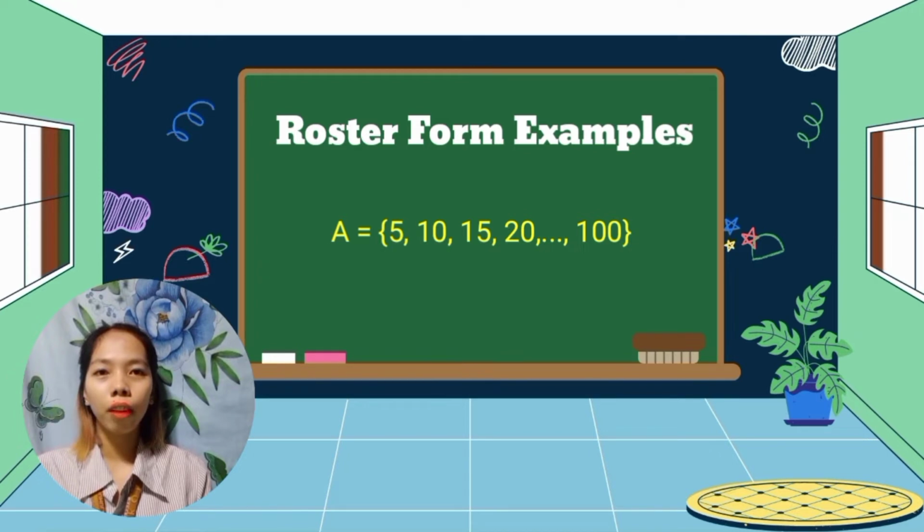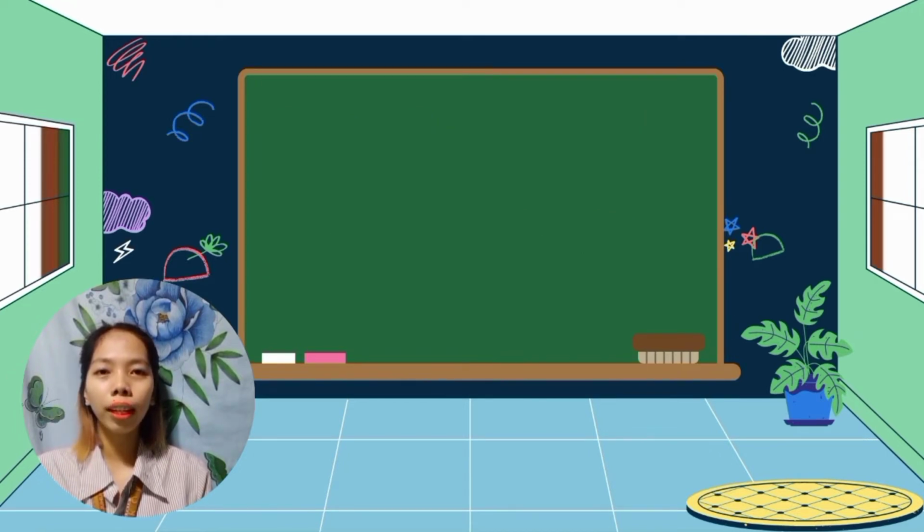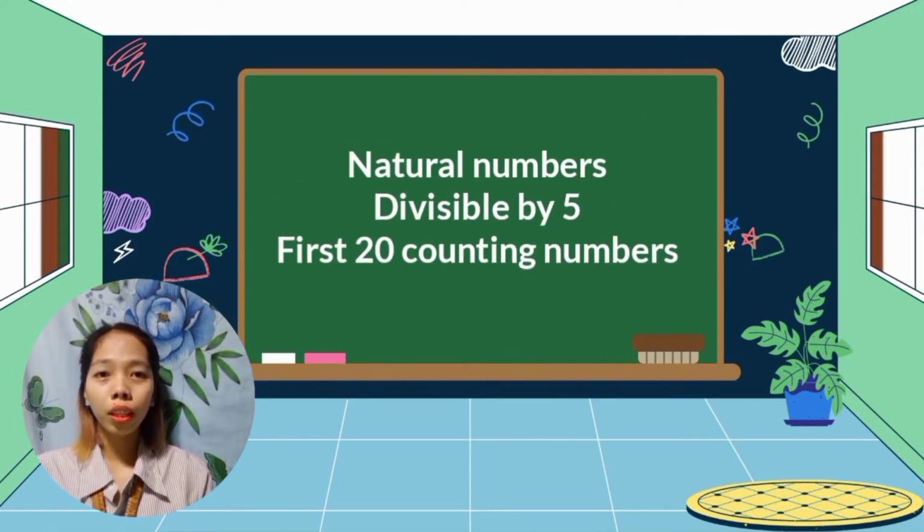The set identified in the problem consists of three criteria: natural numbers, divisible by 5, and the first 20. Natural numbers are also referred to as counting numbers and are any whole number greater than 0. Numbers are divisible by 5 if the digit in the ones place is a 0 or 5. This means the natural number can be divided by 5 and have no remainder. Finally, list the first 20 numbers that meet both criteria.